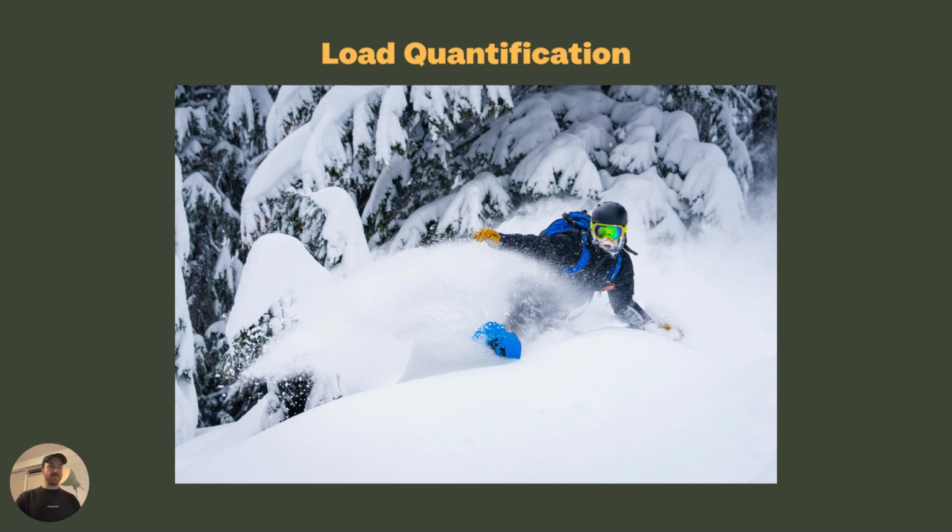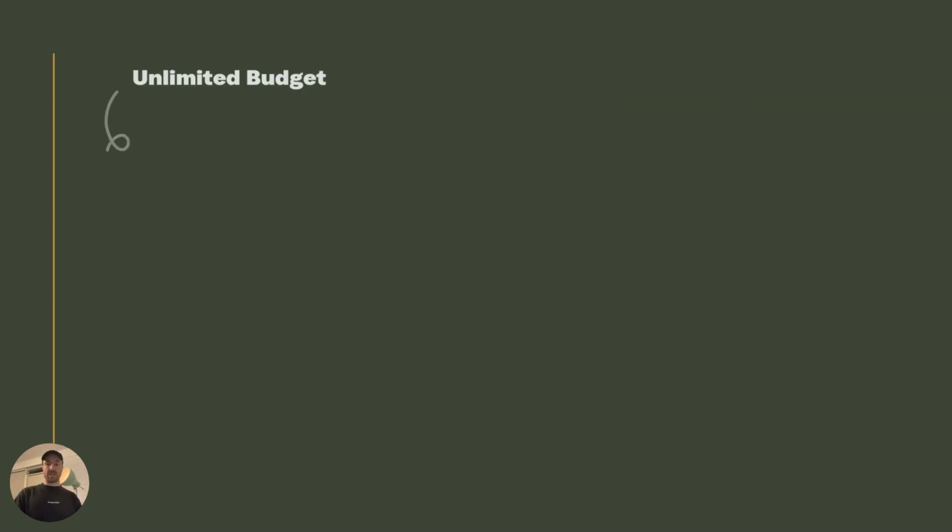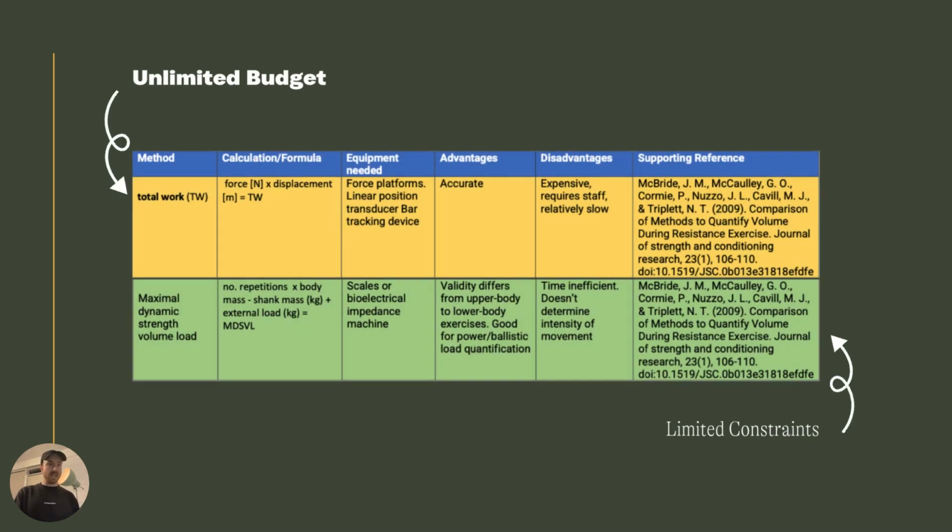If feasibility factors weren't a constraint, research tends to suggest that superior methods consider the most variables as total workload. So that is highlighted over here in yellow. That's using both linear position transducer and force tracking at the same time, so we can get a really good overall holistic view of the amount of work that's been done.